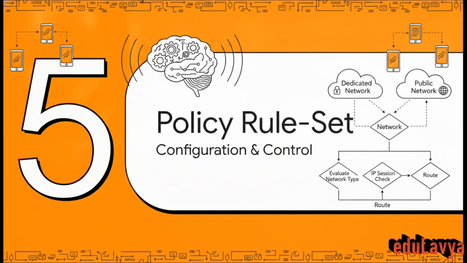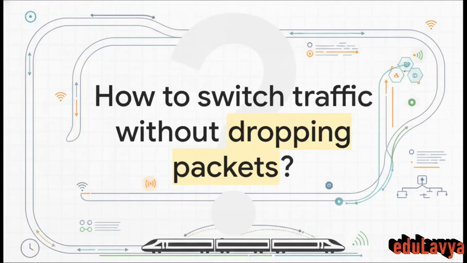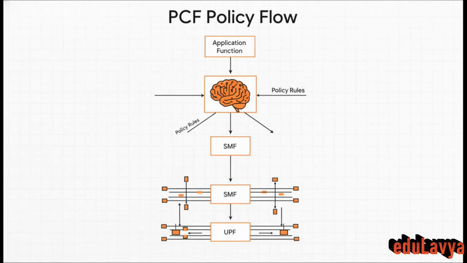Let's transition to Section 5, configuring policy rule sets. So, you might be wondering, how exactly does the system automatically decide when to switch or split traffic across RMR and public networks without dropping those critical packets? Well, the answer lies deep within the policy and charging control framework. It executes split-second routing decisions based on very strict, predefined parameters. When a train moves, the network needs to know instantly which application gets priority, which radio link to use, and exactly how to steer that traffic. Let's break down the flow of command.